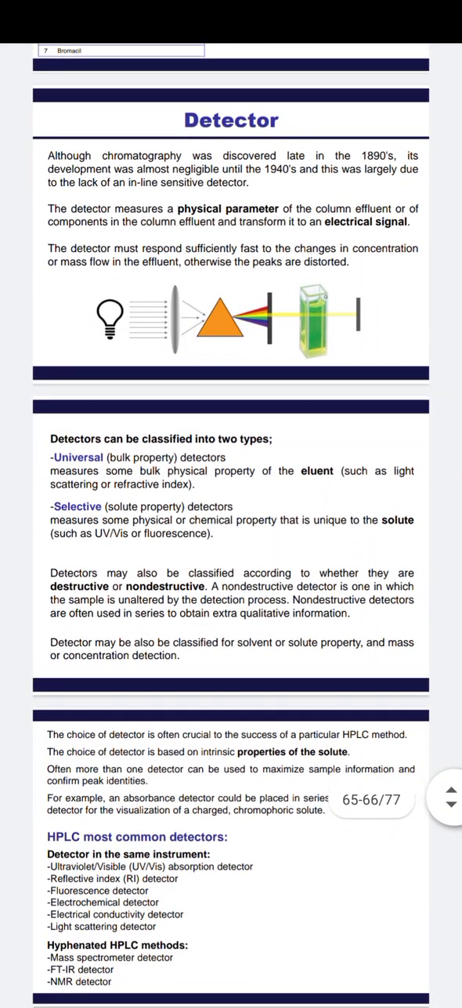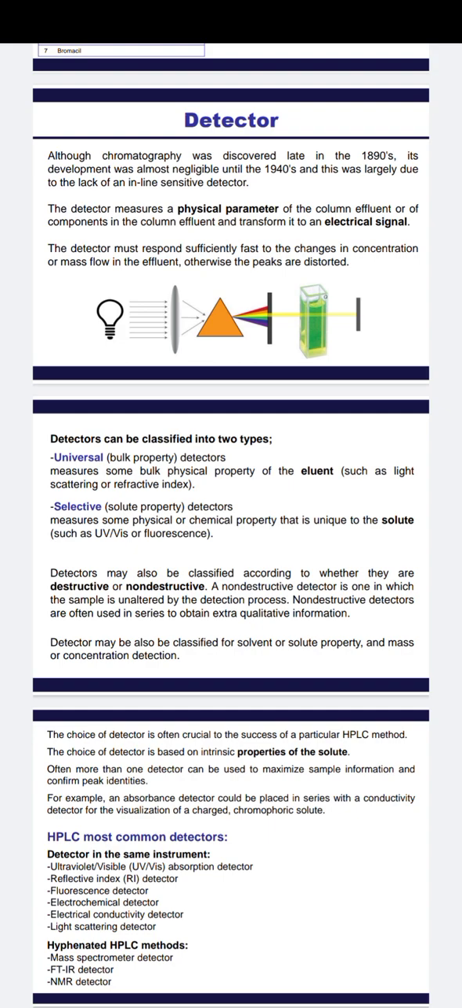And lastly, the detector. Chromatography was discovered in the late 1890s. Its development was almost negligible until 1940, and this was largely due to the lack of an online sensitive detector. The detector measures a physical parameter of the column effluent or of components in the column effluent and transforms it to an electrical signal. The detector must respond sufficiently fast to changes in concentration or mass flow in the effluent, otherwise the peaks are distorted.